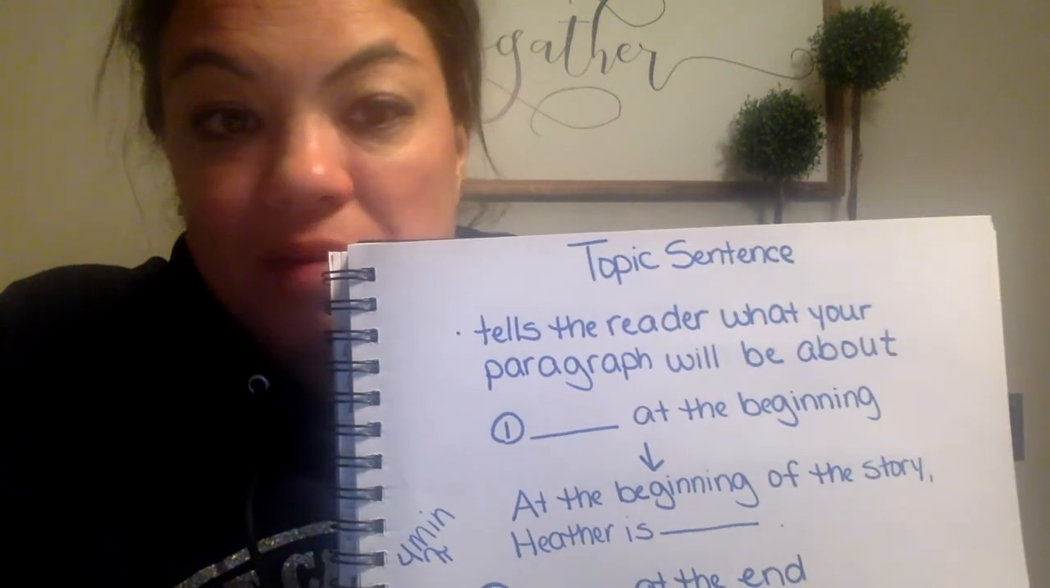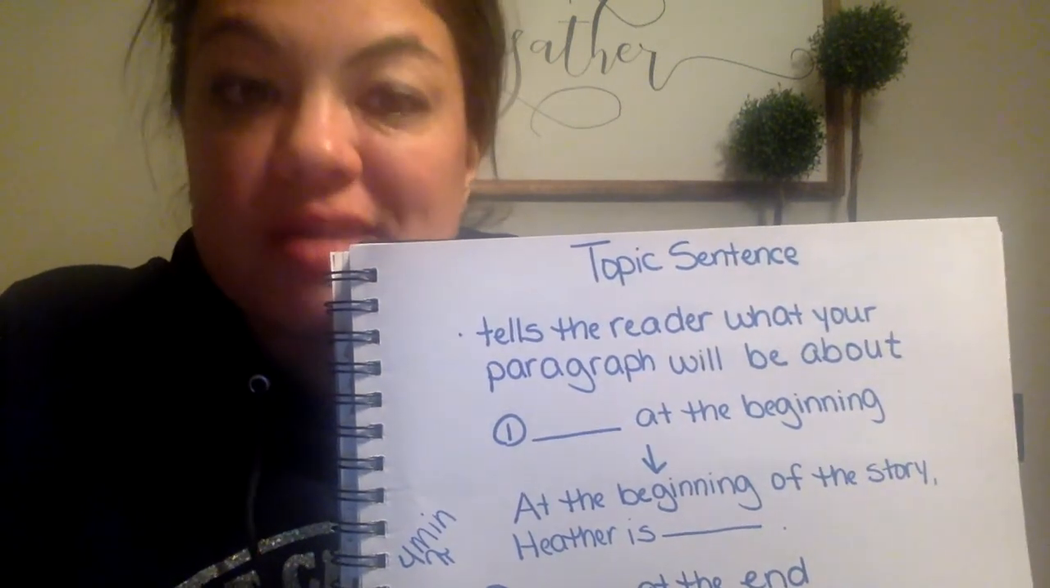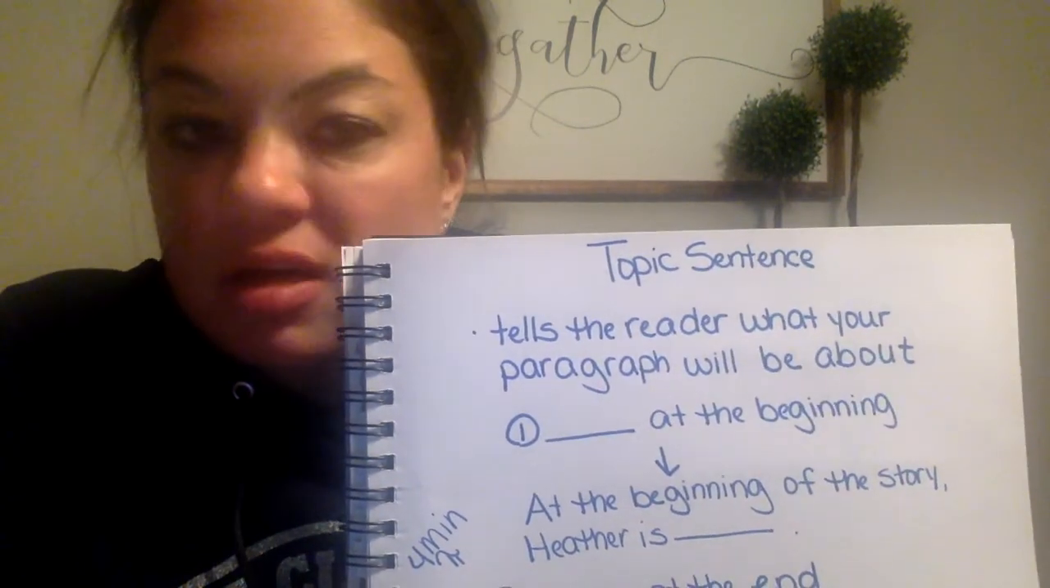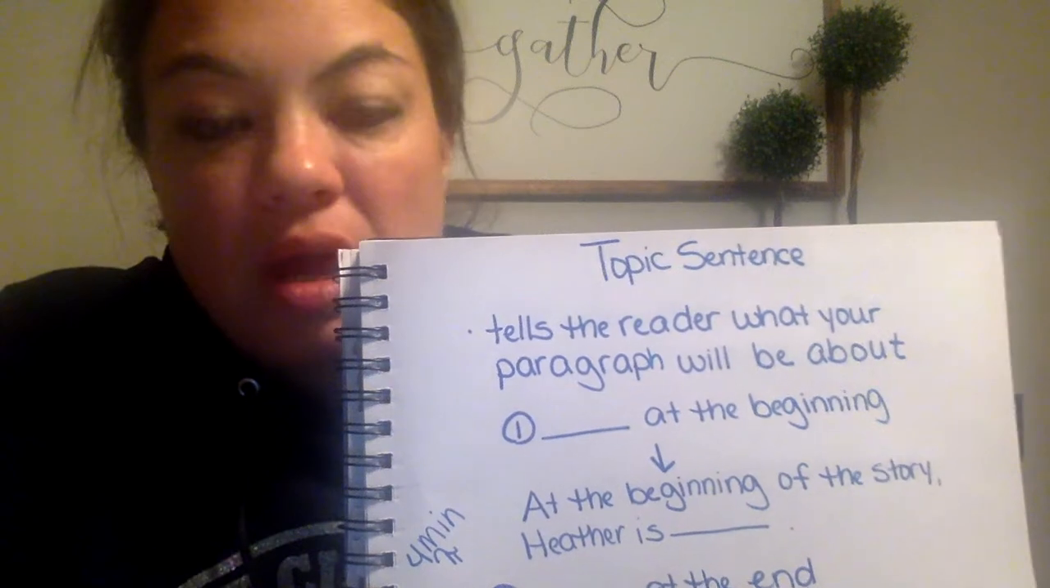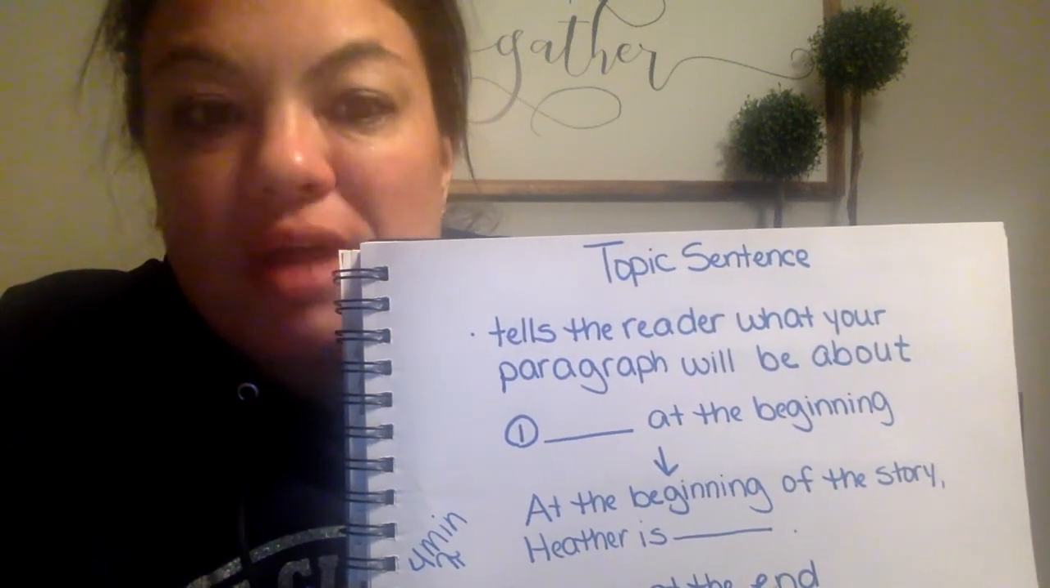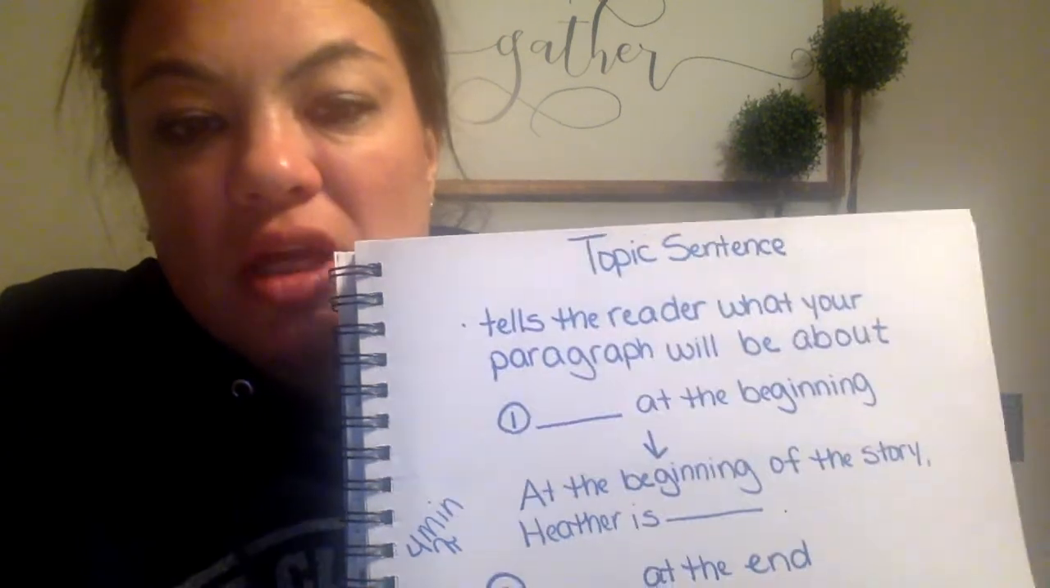And so the one thing I want to make sure that you never ever do is say, in this paragraph, I'm going to tell you about, or this paragraph is going to be about. That's also like a language arts huge no-no. There's lots of other ways to tell your reader what your writing is going to be about without being so obvious. And so take a look.